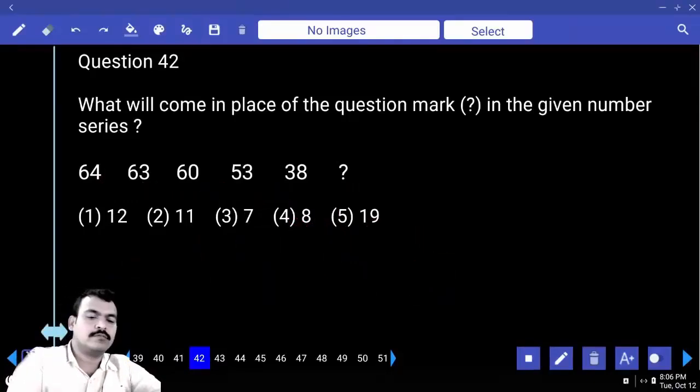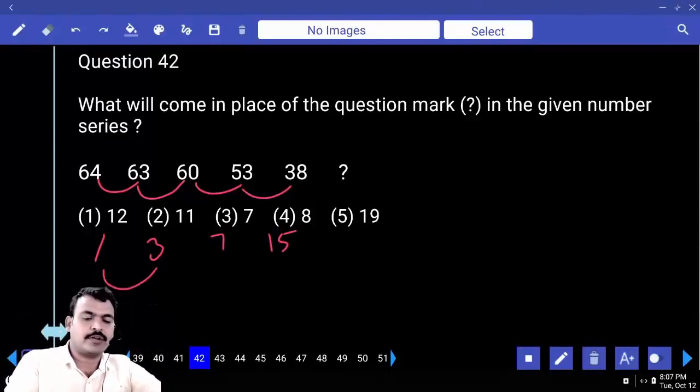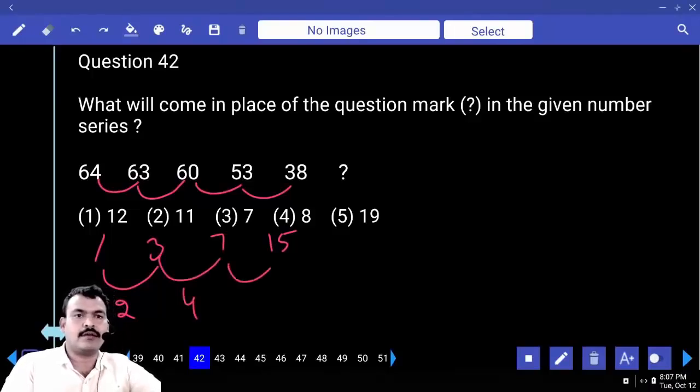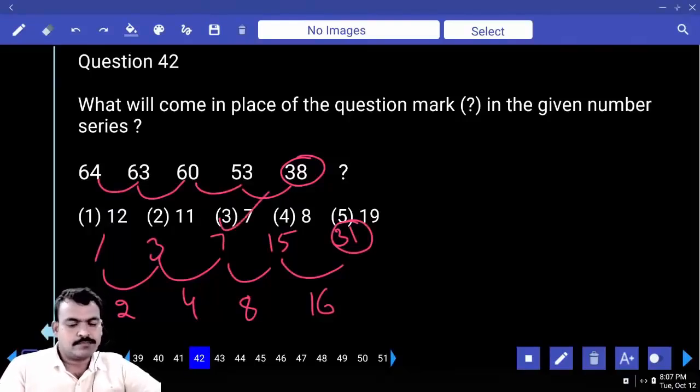Next, question number 42. What is the first difference? 1. Next difference, 3. Next difference, 7. Next difference, 15, and 53 minus 38 is 15, right? Again, 1 and 3 difference is 2, 3 and 7, 4, 7 and 15, 8. 2, 4, 8 differences mean the next difference is 16. 15 plus 16, how much? 31. That 31 will be subtracted from which one? 38. 38 and 31 difference is how much? 7. Which option? Third one.